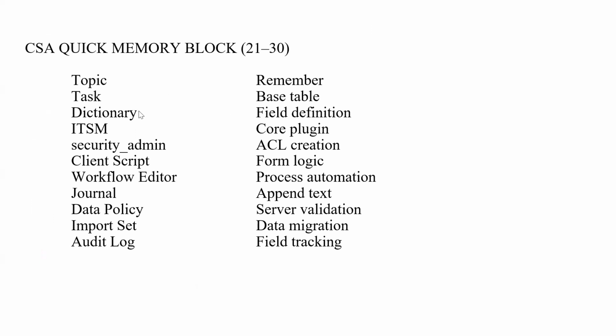So we can conclude as this. Task table is the base table. Dictionary is the field definition. ITSM is the core plugin for the table. Security admin is the ACL creation role. Client script is the form logic. Workflow is a process automation tool. Journal is the append-only, multi-line text field. Data policy is a server-side validation. Import set is data migration. And audit log is used for field tracking purposes.